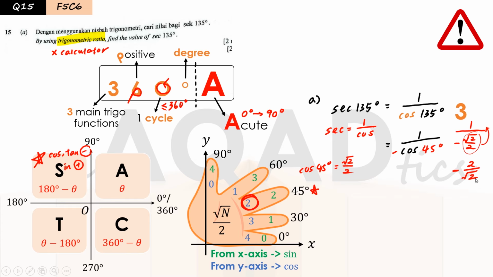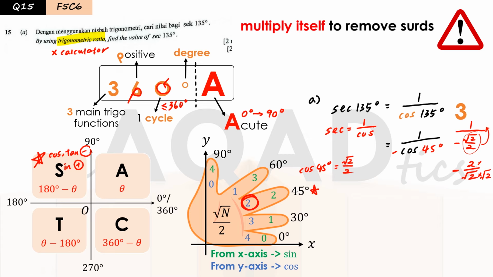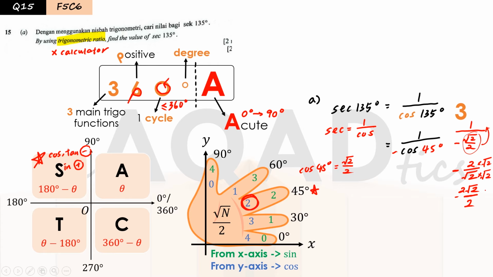And again, in our final answer, the denominator cannot have a square root, so we need to remove it. So how are we going to remove it? Very simple, it's just multiplying with its own value. If a square root multiplies with its own, the square root will disappear, right? So here would be 2 in the denominator, then the numerator here would be 2 square root 2. And now you can see we can cross off the 2 here with the 2 on top. So cross off here, then we can get the value of this thing, which is negative square root 2.